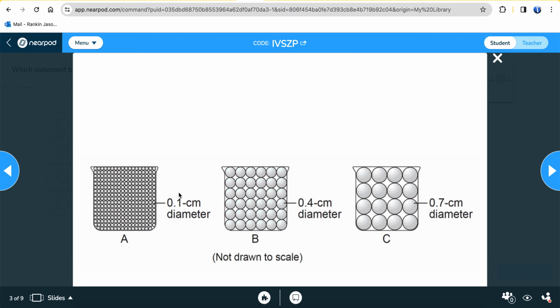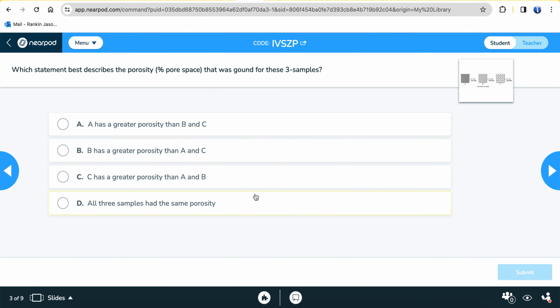This contains all 0.1 centimeters, nothing different. B contains all 0.4 centimeters, nothing different than 0.4. And C is all 0.7 centimeters, nothing different than 0.7 for C. Based on those factors alone, we should have an answer for this. The answer should be choice D: all three samples had the same porosity.